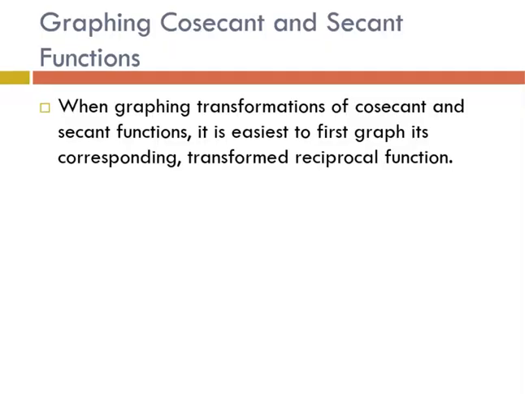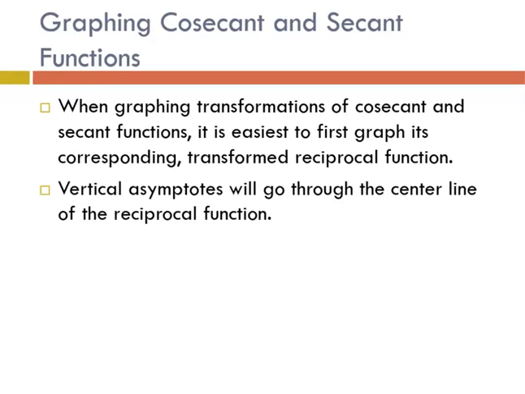here, when graphing transformations of cosecant and secant functions, it is easiest to first graph its corresponding transformed reciprocal function. So when we're doing these transformations, whatever the transformations are written in there, you can keep those transformations in there, and all you do is change cosecant to sine, secant to cosine, so that you can work with that. You know how to graph the transformations of sine and cosine. And then once you have those, you'll be able to graph its reciprocal function.